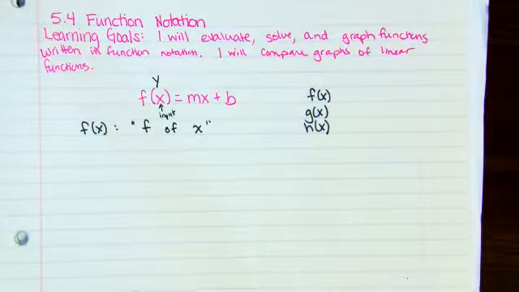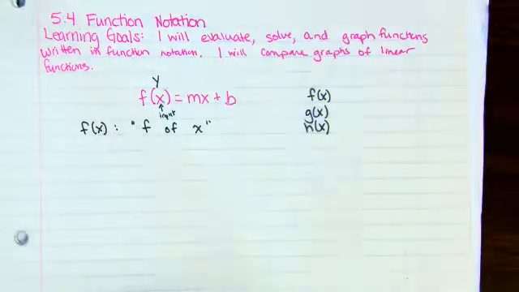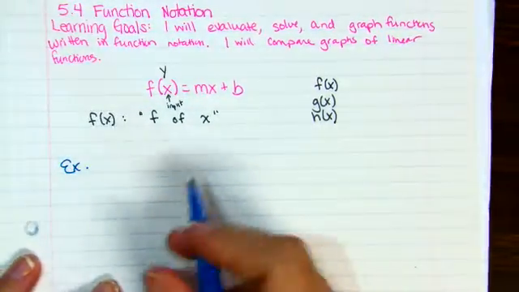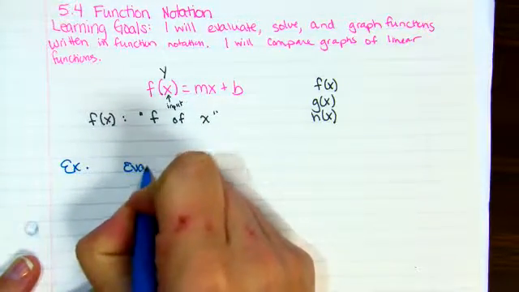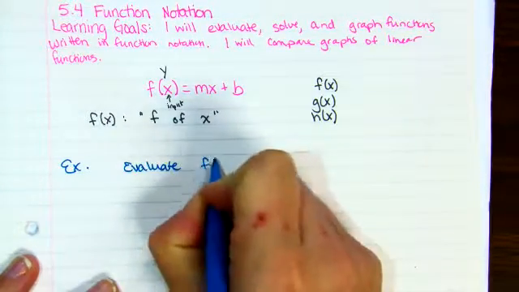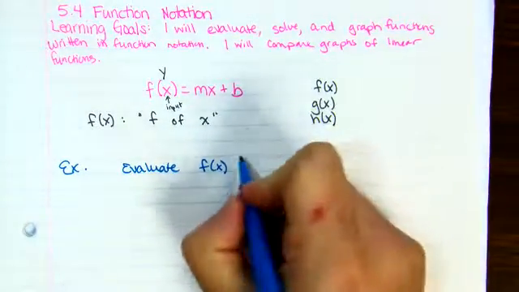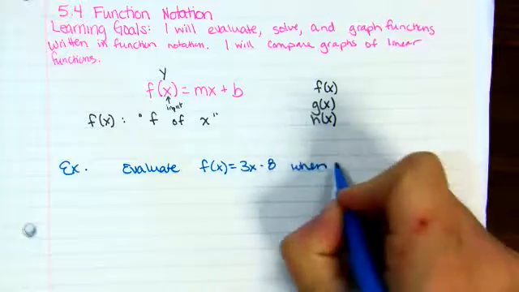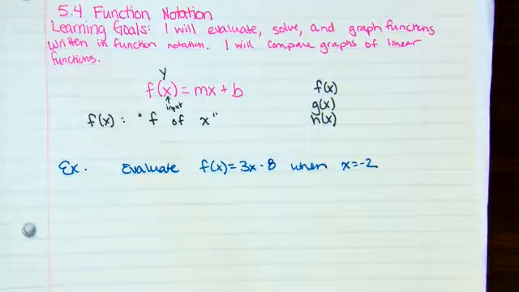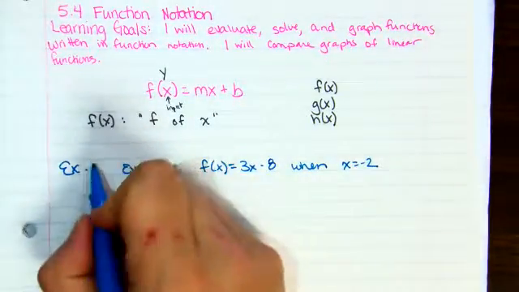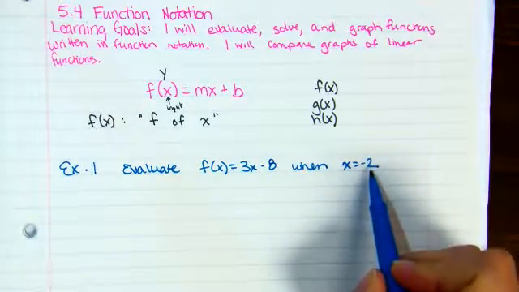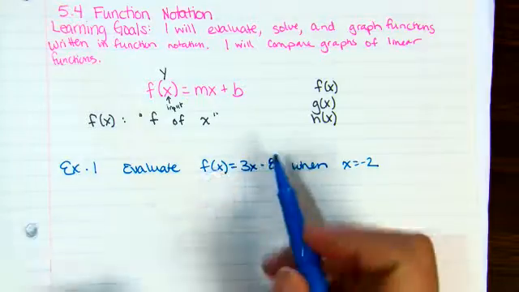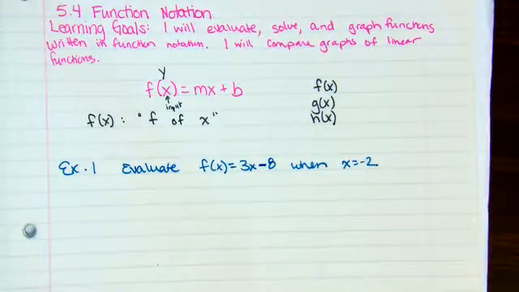So to start off with, we're just going to talk about evaluating functions. So for example 1, we're going to evaluate f of x equals 3x minus 8 when x equals negative 2. So what that's saying is, when our input is negative 2, find out what our output is, or find out the value of our function, and that is the subtraction sign.